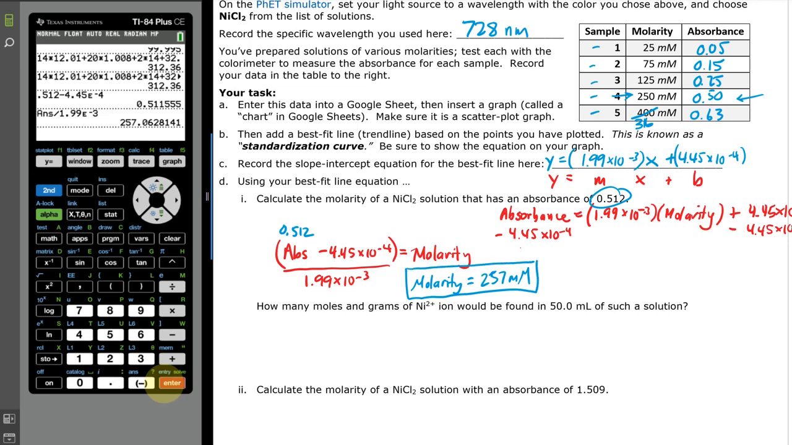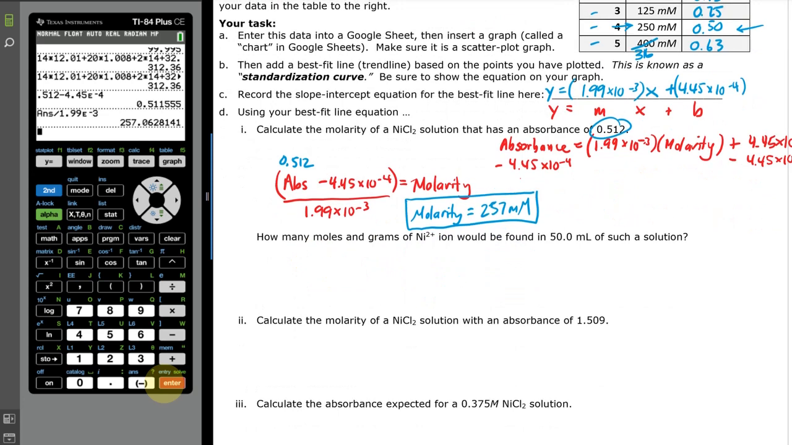All right. What does that really mean? 257 millimolarity. That means there's 257 millimoles in every 1 liter of solution.